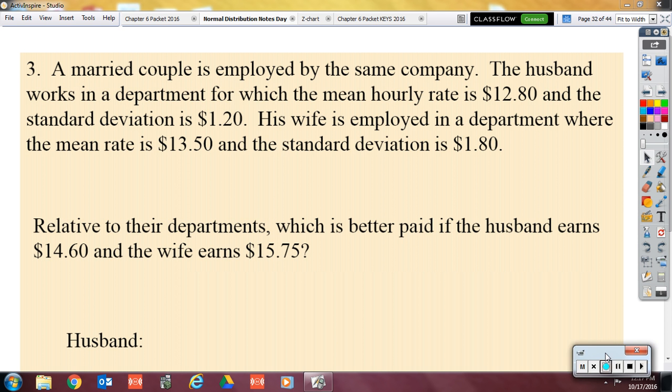All right. So we have this couple, and they're in different departments, so there are different averages to compare against. How can we tell who did better relative to their particular department? A z-score, very good. So we want to match them up according to a z-score.